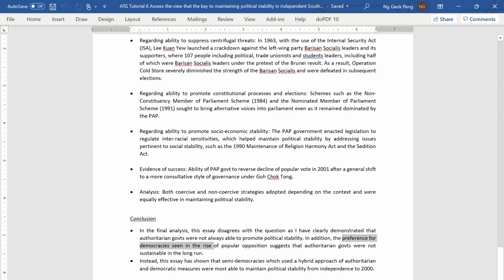In fact, there was this preference for democracies. Therefore, this suggests that authoritarian government is not sustainable in the long run. Instead, this essay has shown that semi-democracies, which is a controlled democracy, a hybrid approach, were most able to maintain stability from phase 1 to phase 3. So we're talking about the long term as well. So basically, Singapore is a unicorn. But please don't write this in your essays. They were able to maintain stability from phase 1 to phase 3, using a hybrid of both authoritarian and democratic approaches, coercive and non-coercive.